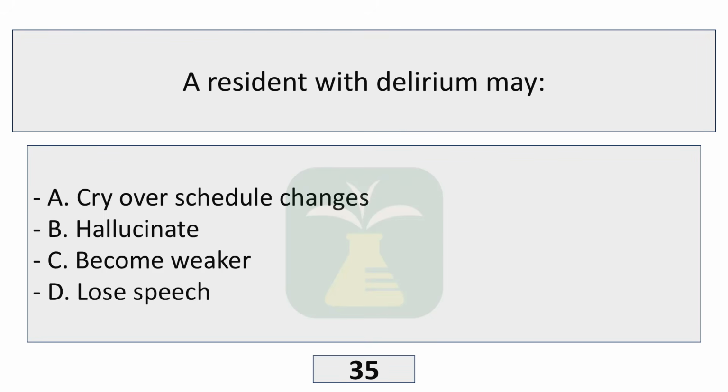A resident with delirium may A. Cry over schedule changes. B. Hallucinate. C. Become weaker. D. Lose speech. Correct answer. B. Hallucinate. Delirium involves perceptual disturbances.